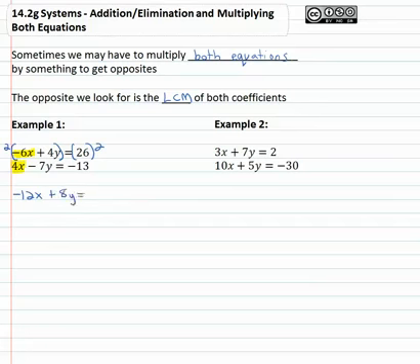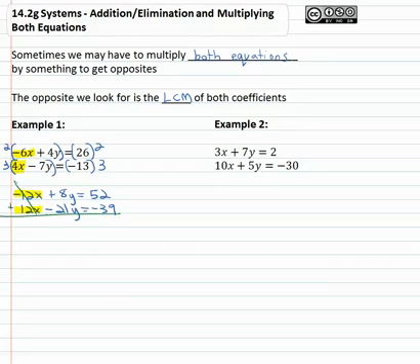Plus 8y equals 52. For the second equation to become positive 12, because we already have the negative, we need to multiply the 4 by 3. So we'll multiply both sides by 3, again making sure we distribute the 3 to get positive 12x minus 21y equals negative 39. And now we got those opposites we were looking for, 12x and negative 12x.